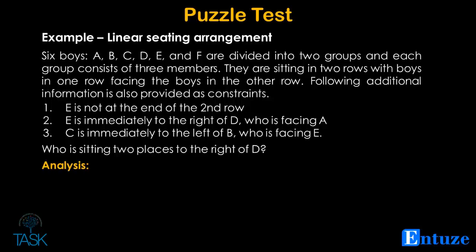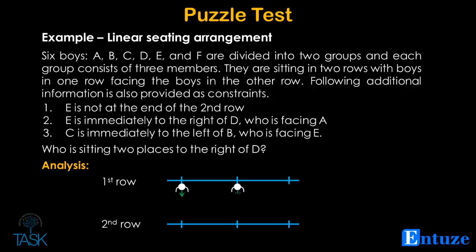Let us draw the diagram with empty spaces now. 2 lines are drawn representing the 2 rows facing each other, and we have created 6 empty spaces. As they have told E is not at the end of the second row, it is clear that E is sitting in the middle in the second row. Let us represent E in the diagram. Now, the second statement, E is right of D and D is facing A. From this, we understood D is sitting left of E and D is facing A. Let us represent this in the diagram.